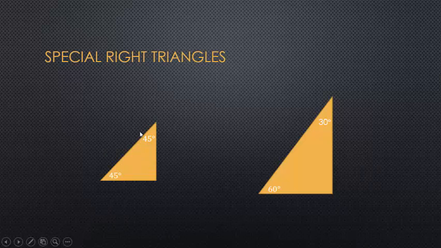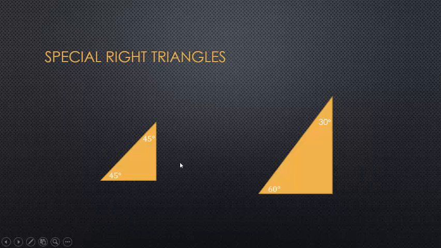The hypotenuse is the side across from the 90-degree angle. So here the hypotenuse would be this side. Notice the hypotenuse of a right triangle will be its longest side. This is a special right triangle because it's a 45, 45, 90. Another special right triangle is a 30, 60, 90 degree triangle.